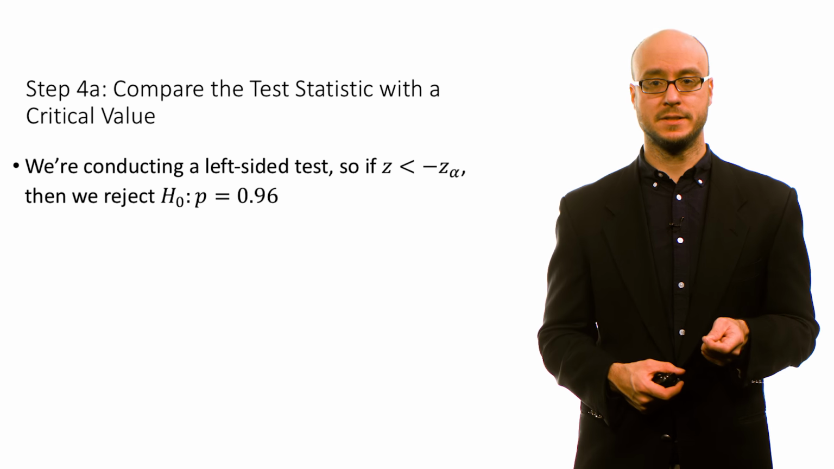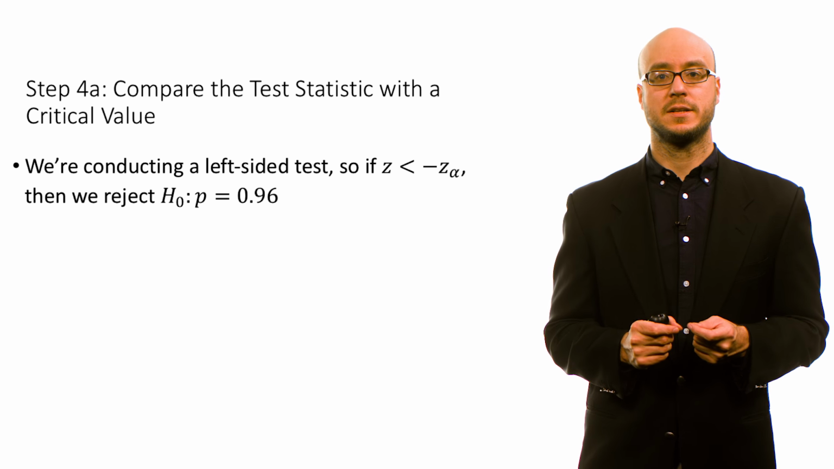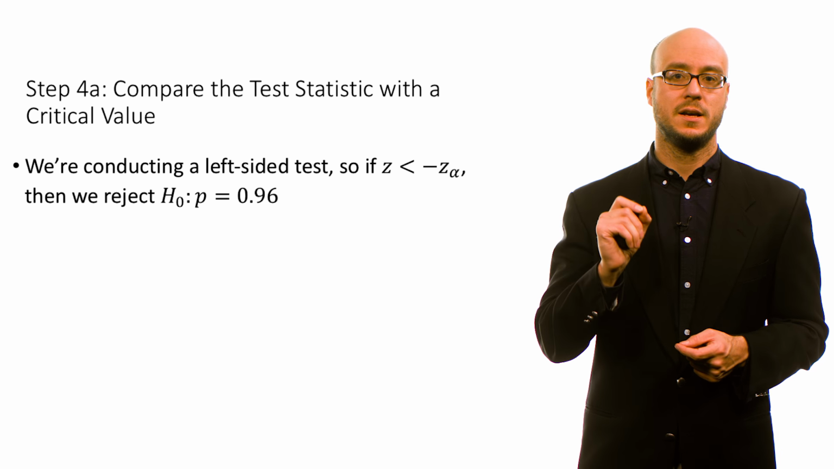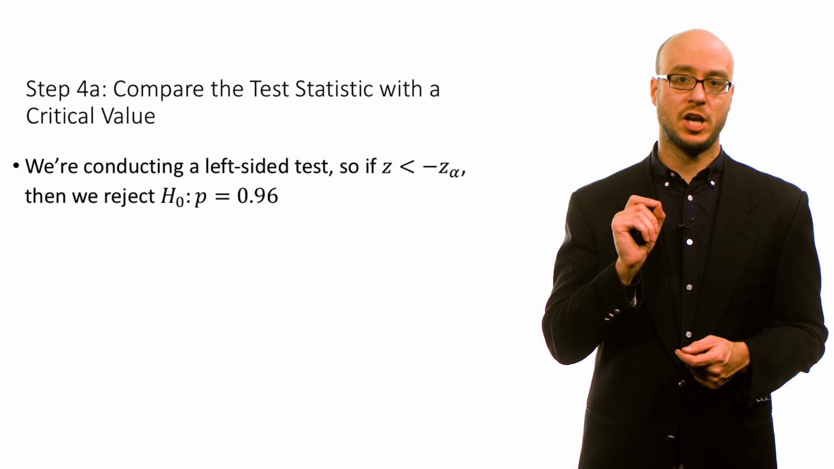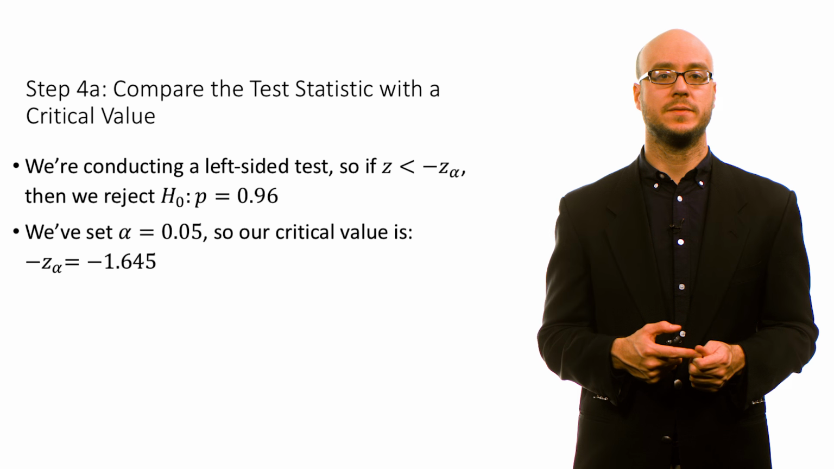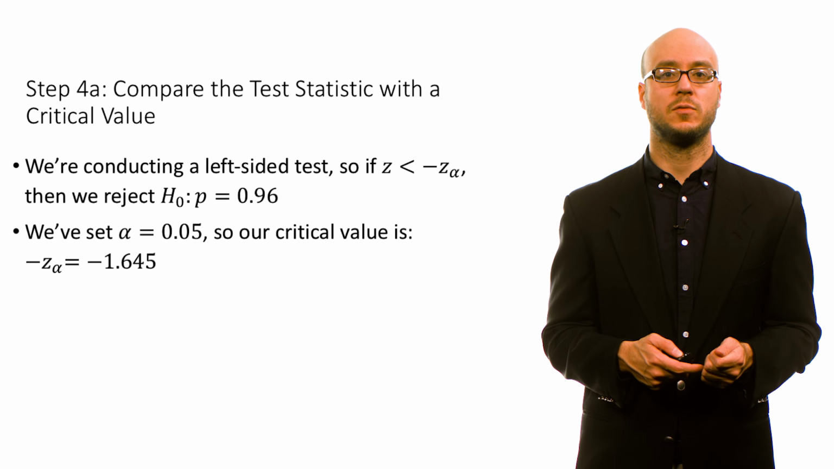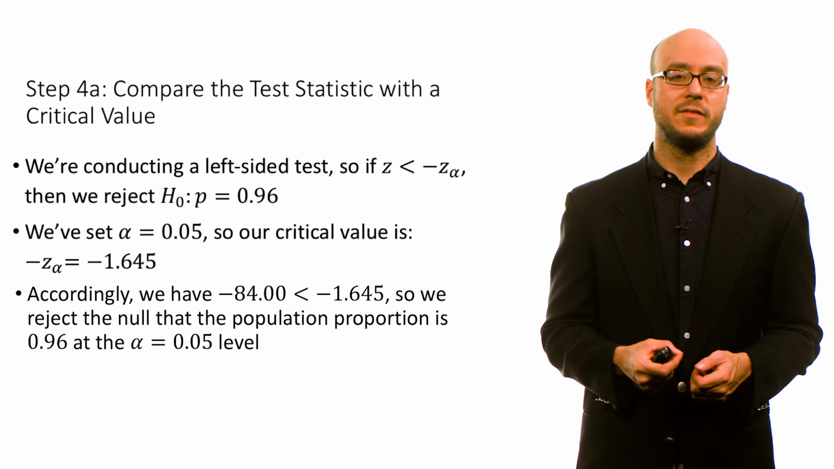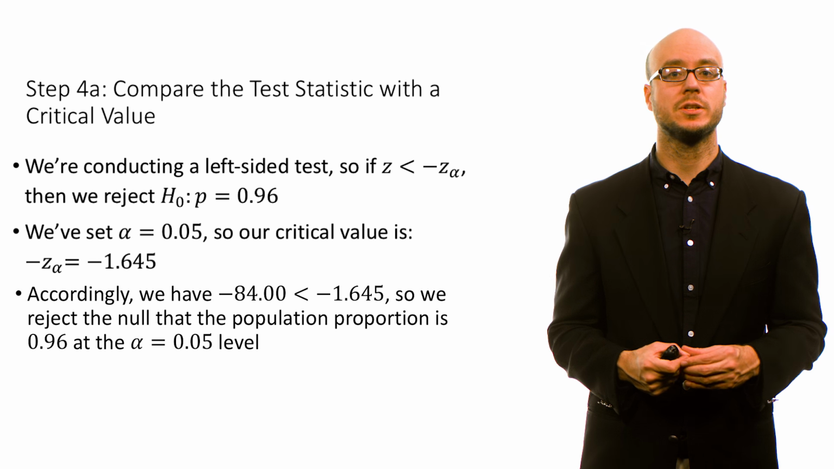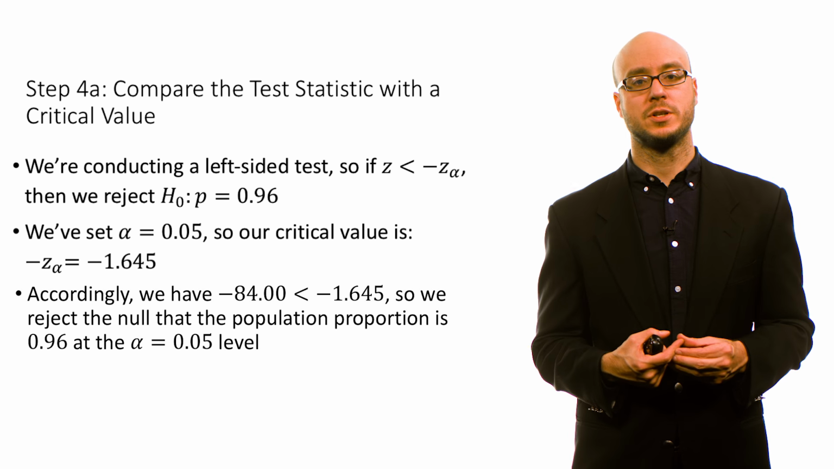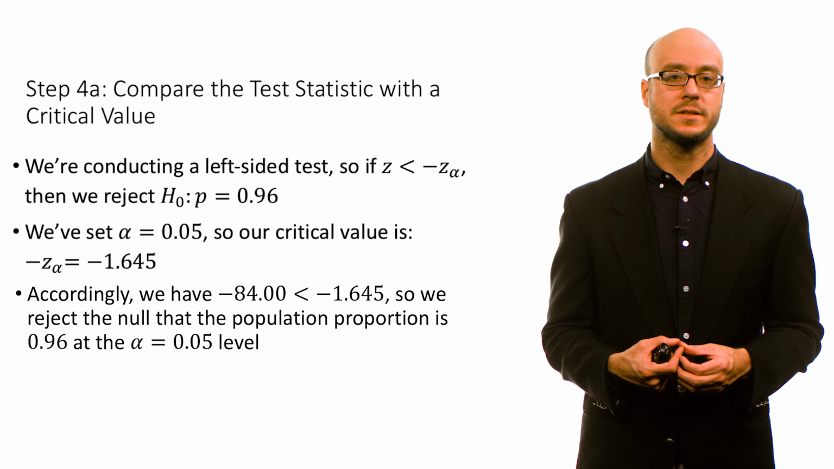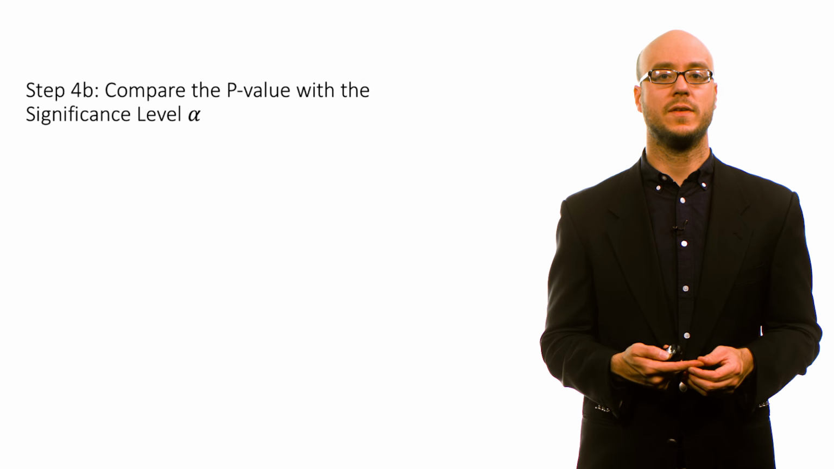So we're conducting a left-sided test. The idea here is that we're interested in a z-test statistic less than negative z alpha, and if that occurs, then we're going to reject the null. So in this case, negative z alpha is negative 1.645. Since negative 84 is much less than negative 1.645, negative 84 lies in that rejection region, and we're going to reject the null that the population proportion is 0.96 at the alpha 0.05 level.